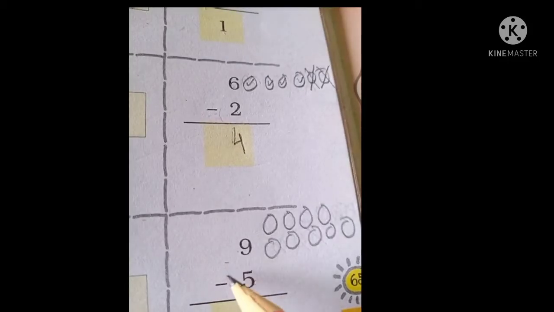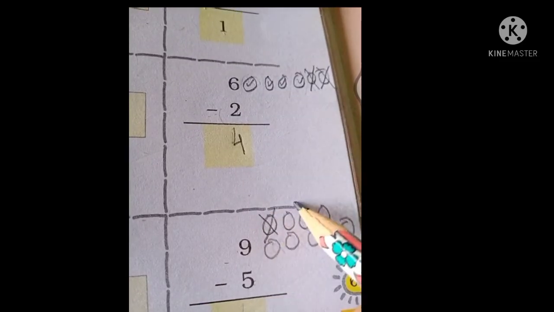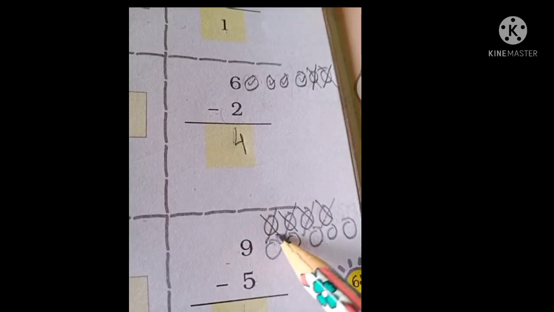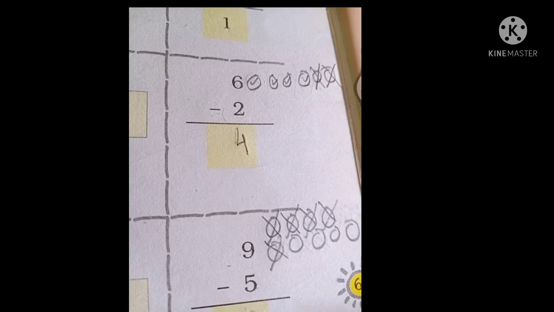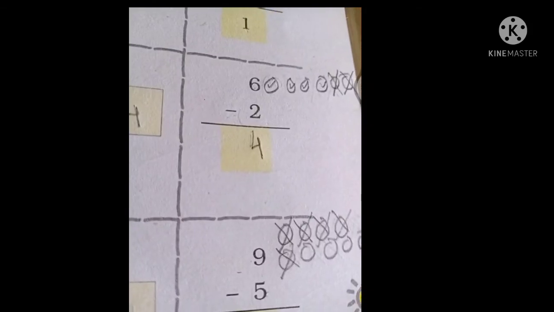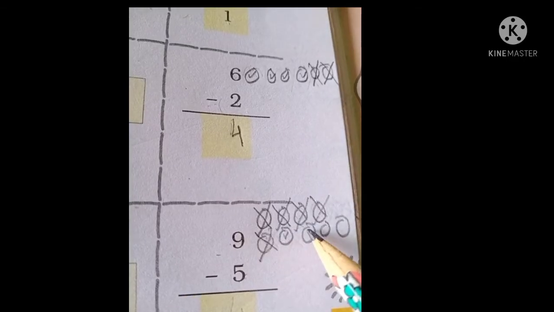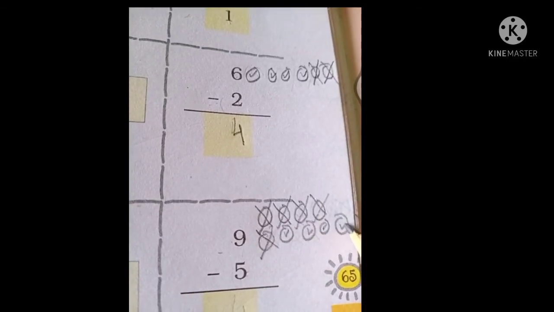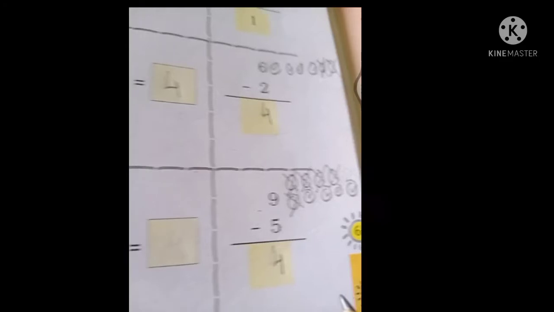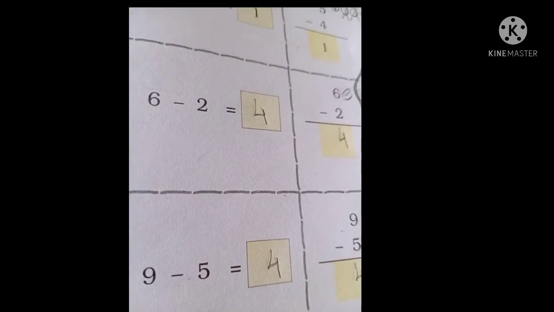Now from 9 how many we have to subtract, students? 5. So let's cut 5 circles. 1 circle, 2 circle, 3 circles, 4 circles and 5 circles, right? हमें 5 subtract करने थे तो हमने 5 circles cut किए. Now after cutting 5 how many still remaining, students? So let's count 1, 2, 3 and 4. So what we get as answer, students? We get answer 4. So 9 minus 5 is equal to 4.